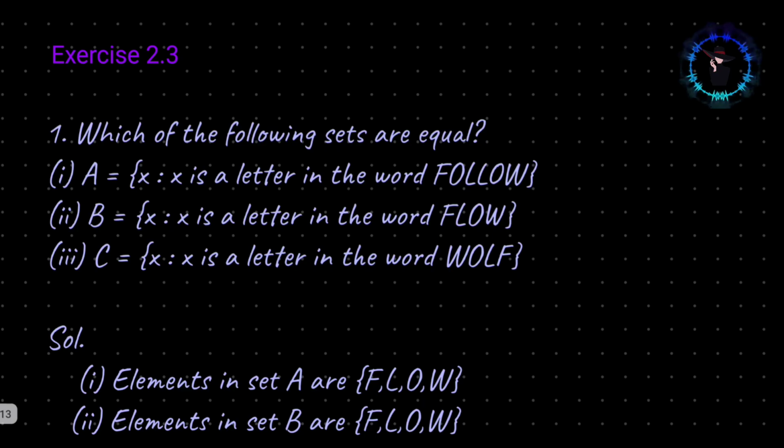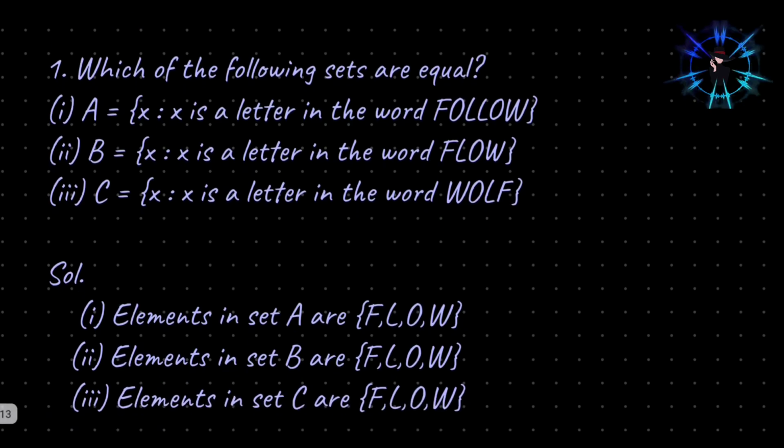Moving on to exercise 2.3. Which of the following sets are equal? Let's see. A is equal to {x : x is a letter in the word FOLLOW}. Now B: x is a letter in the word FLOW. Next, set C, where x is a letter in the word WOLF. So, what are the elements we have in A? We have F, we have O, we have L, O, W.